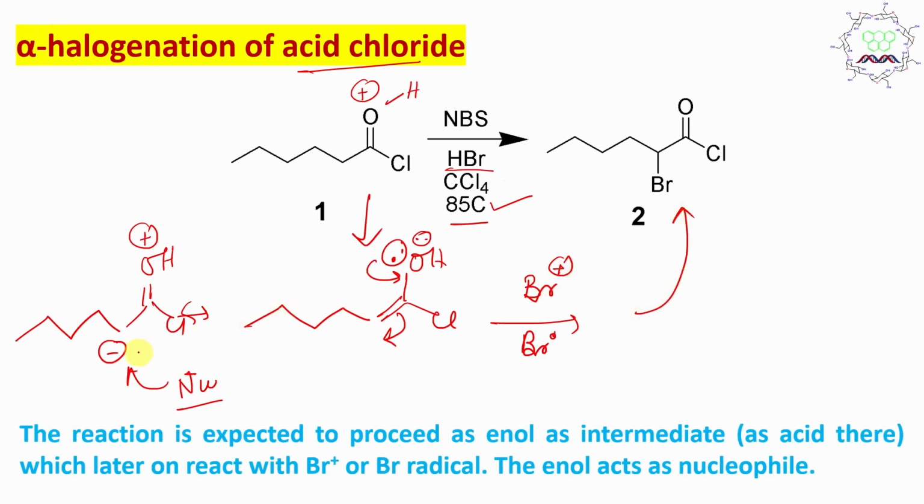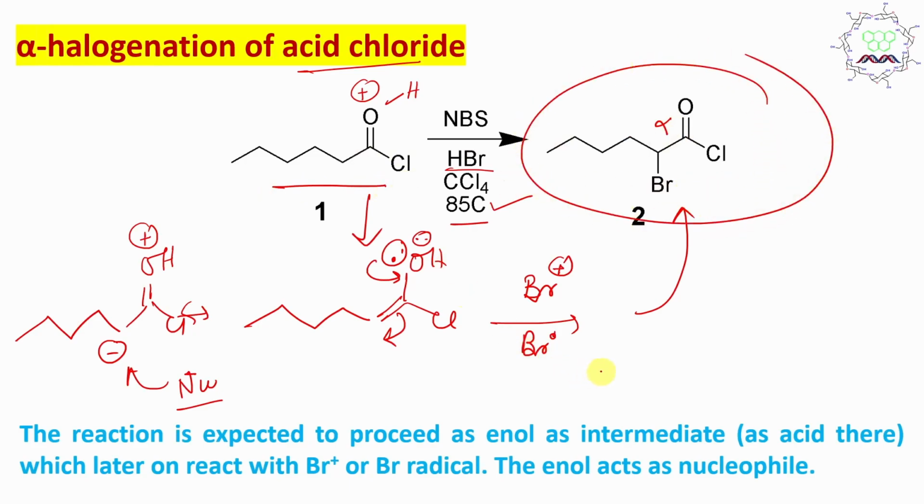Why? Because the enol is nucleophilic, and it can react with both Br plus and Br dot, giving the same product, that is, alpha bromination of acid chloride. Okay, so this is a very interesting reaction, and in this case, as I told, the enol acts as an intermediate, and it is acting as the nucleophile too.